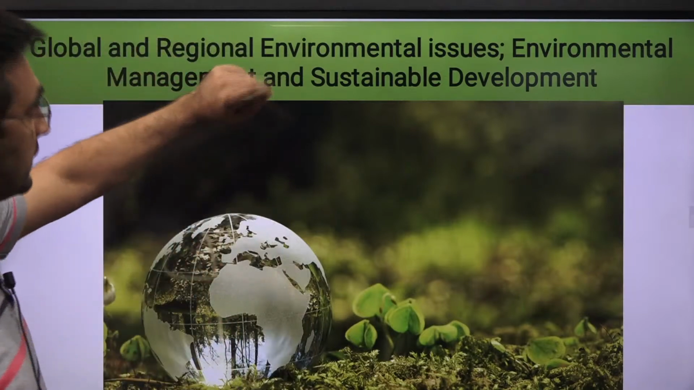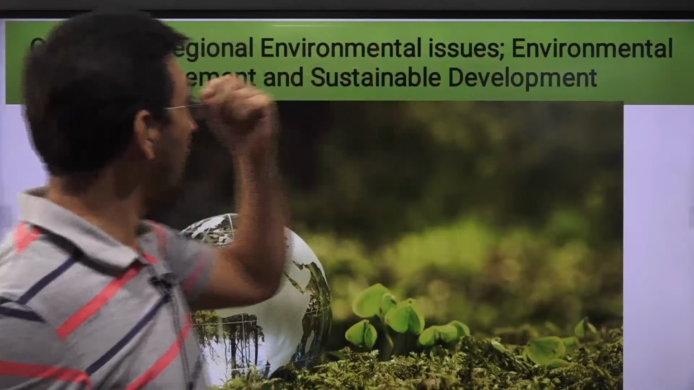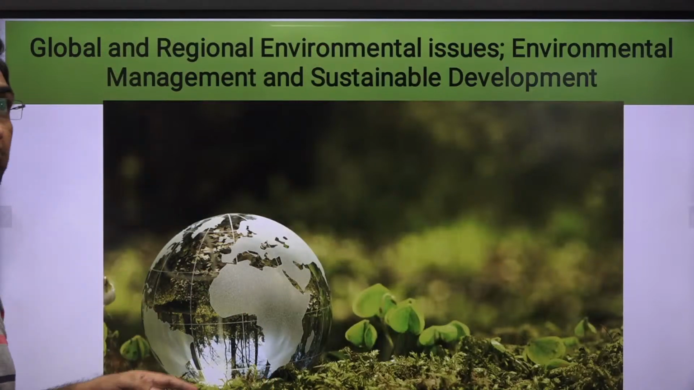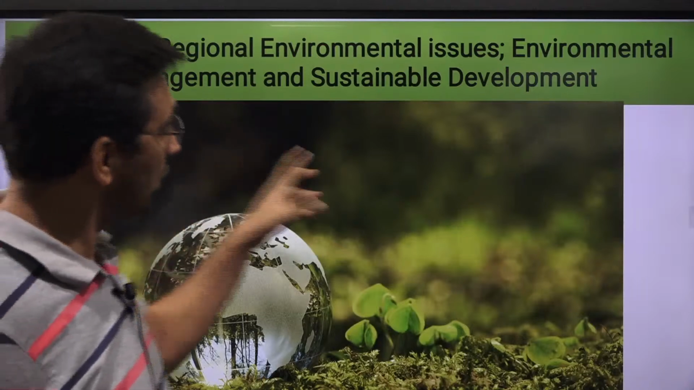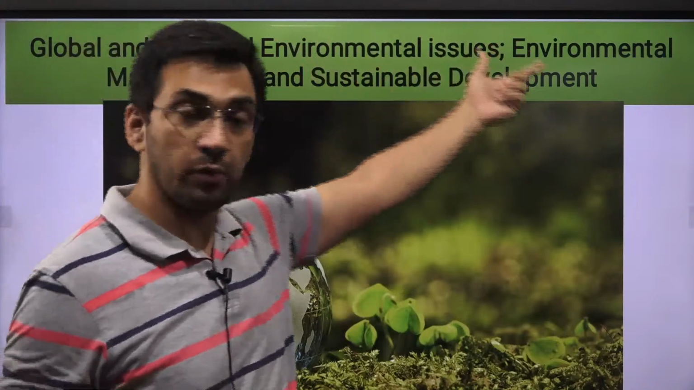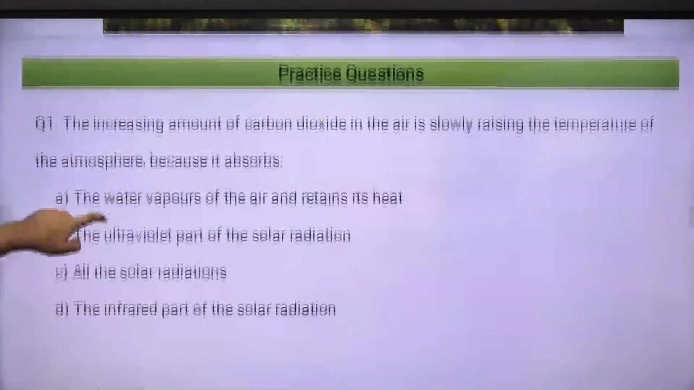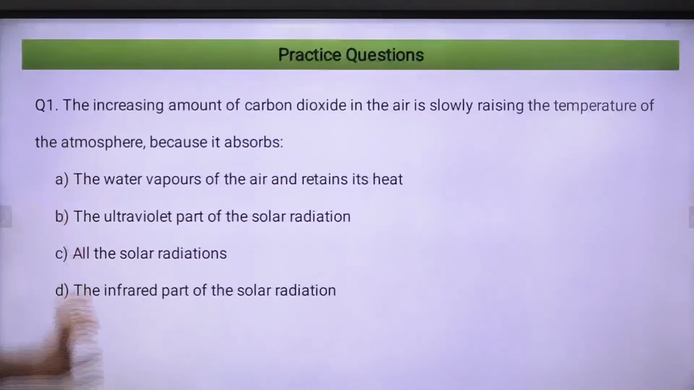Basically, topic number 8 is global and regional environmental issues, and topic 9 is environmental management and sustainable development. I have already individually discussed under this 4 to 5 series some of the questions from these topics, right? So let's go ahead and start discussing some of the questions from this particular section. Here's the question. Just go through it and try to answer. Then I'm going to explain it. Just take your 1 minute or so. Maximum 1 minute. You should not take more than that.